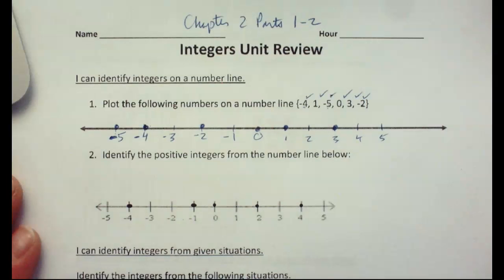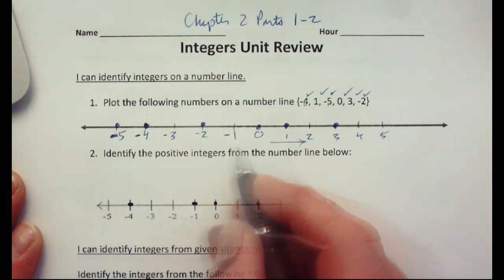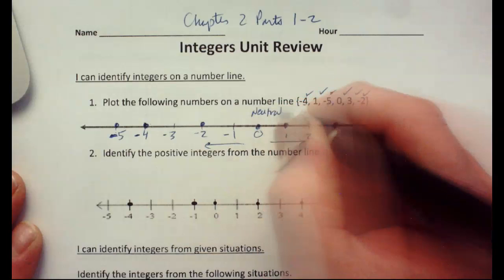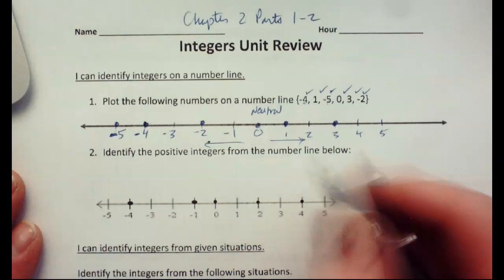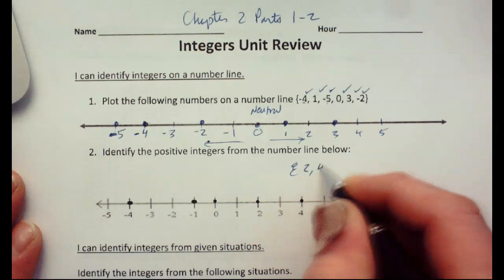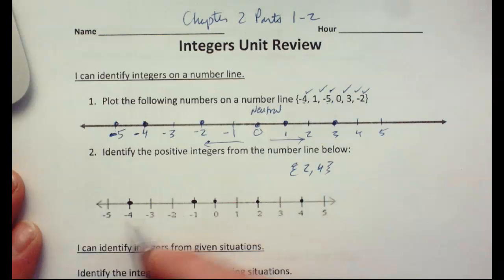Got those 6. So now we have to identify positive integers from the number line below. Well, positive integers are going to be anything that's on this side of 0. These will be the negative ones. And then 0 itself is neutral. So that's kind of the in-between there. So the positive ones here, positive integers, put a little bracket here. It would be 2 and 4. The negative ones, if you wanted to know the negatives, would be -1 and -4. And then if they said the neutrals, we want 0.